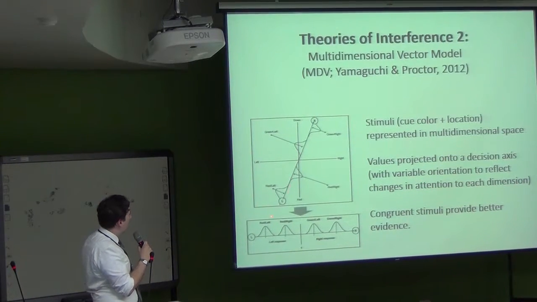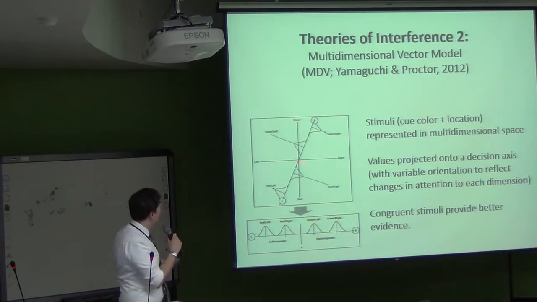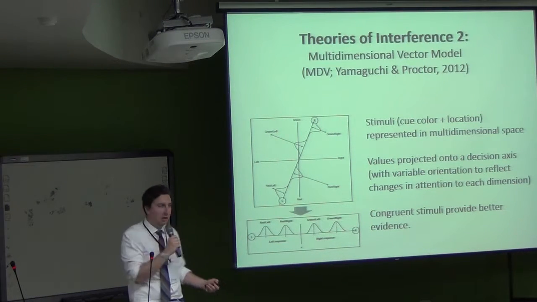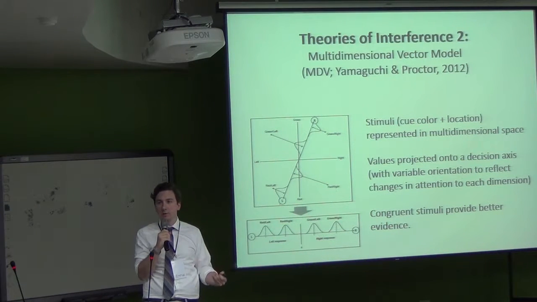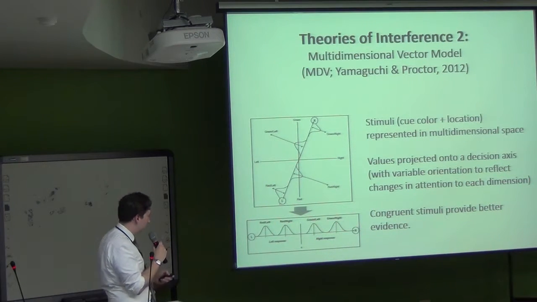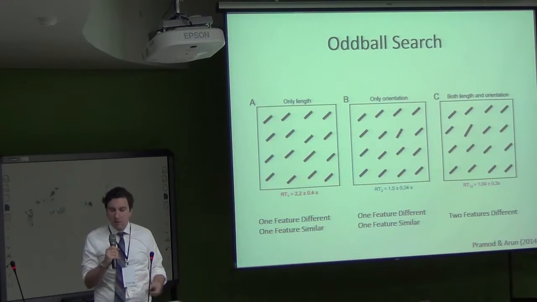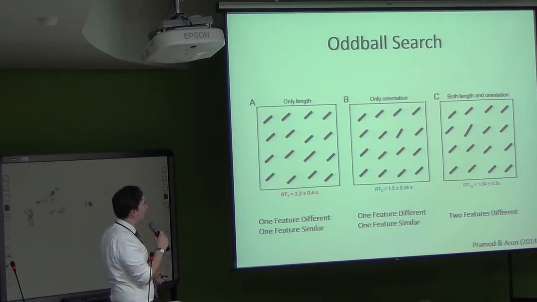And the decision is made by comparing these decision axes to some criterion which separates each of the responses, and then effectively, once you've projected each of the stimuli onto this decision axis, you're left with signal detection theory. The reason why you get faster responses for congruent items is because they provide you with much clearer evidence of the response that you're going to make. More of the distribution is much closer to the response that you're actually supposed to emit. Another example where you see this type of conflicting information is in an oddball visual search task.